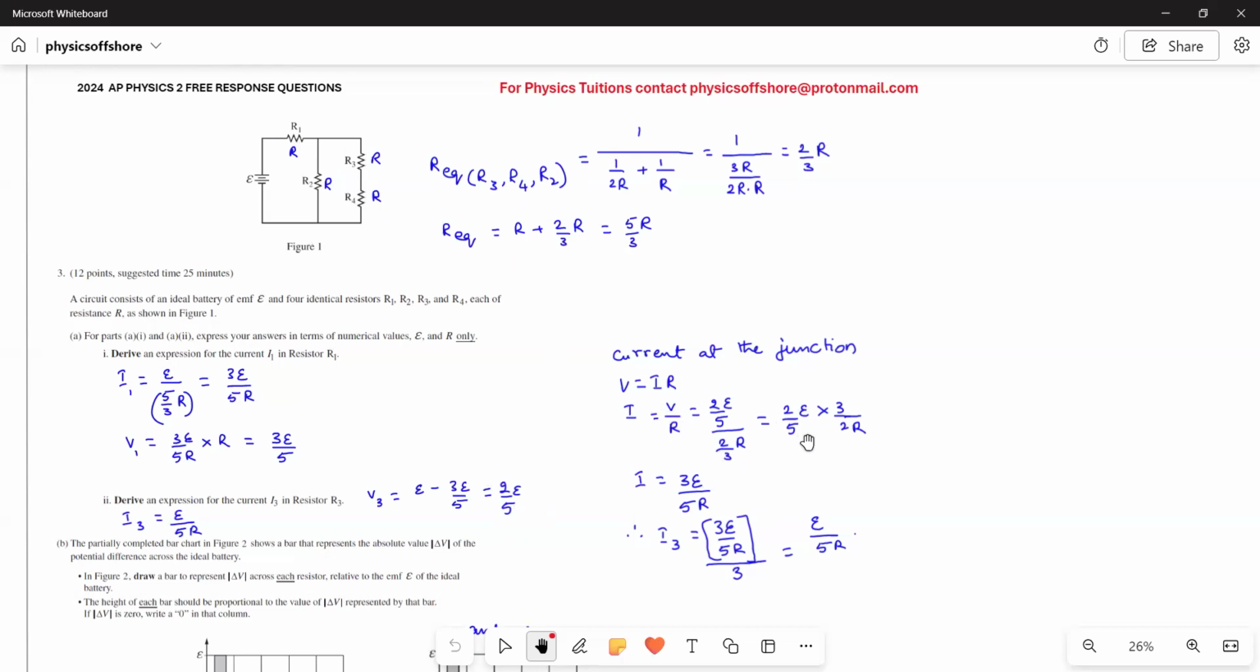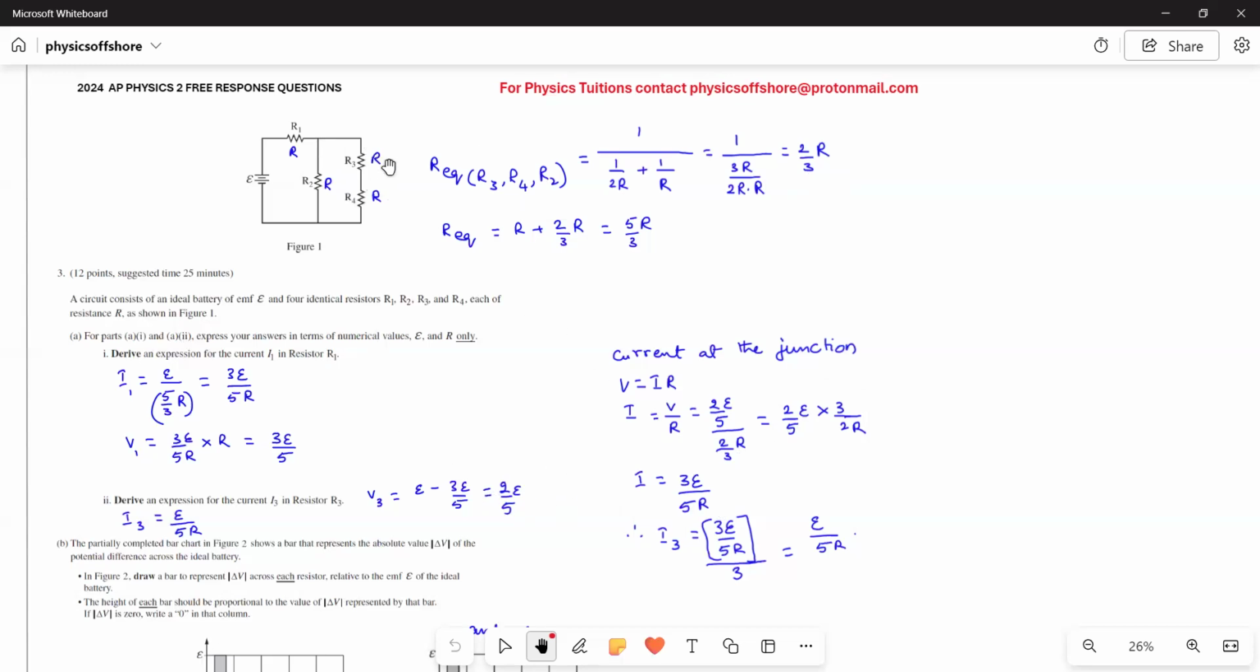And now we have to find the voltage at the junction. Voltage at the junction is equal to E minus 3E by 5. That is equal to 2E by 5. Now, current at the junction. What is the current at the junction? Current is equal to voltage by resistance. Am I right? The voltage is 2 by 5 E, and the resistance is 2 by 3 R here. The junction equivalent resistance is this, no? So putting that in, the current is 3E by 5R at the junction.